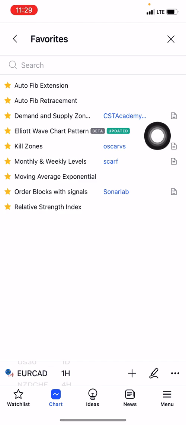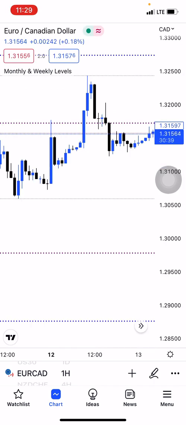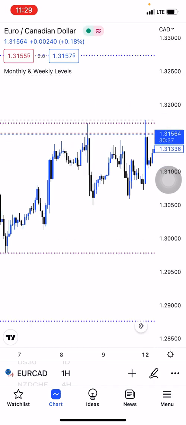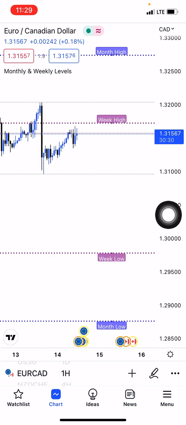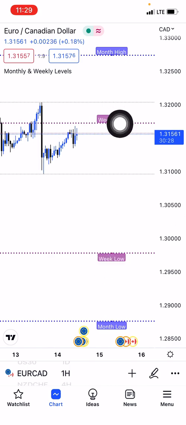So what I'm going to do is choose this monthly and weekly levels scarf. You choose this, and when you choose it, it's going to show you the monthly lows, the monthly highs, and then the weekly lows and weekly highs. So right now I've tapped on it, it has appeared on my chart. As you can see, this is it. You see those dots. This is how it looks, guys. They even mark for you week low, week high, month low.